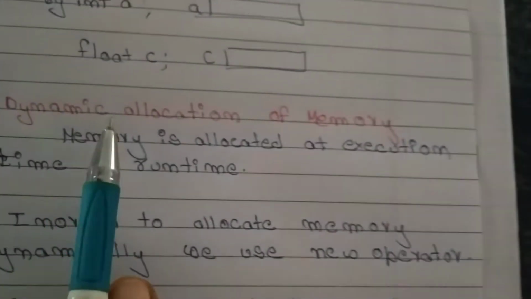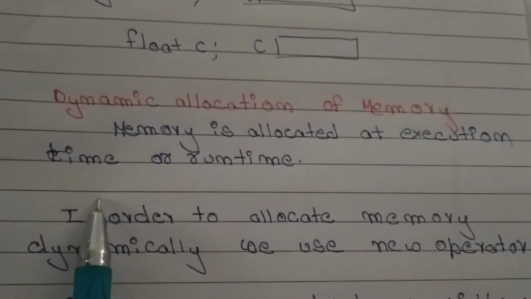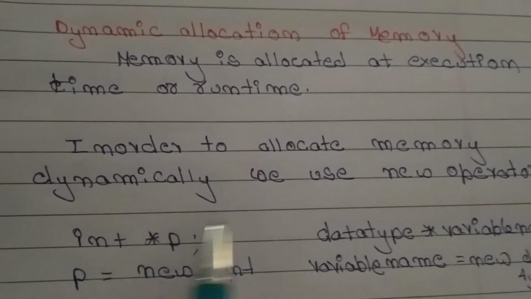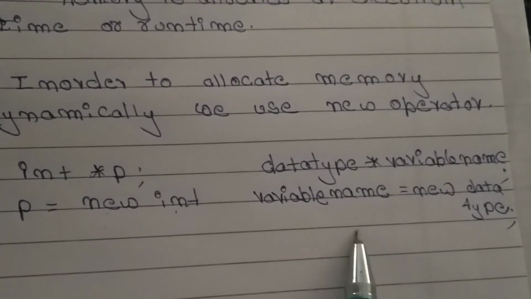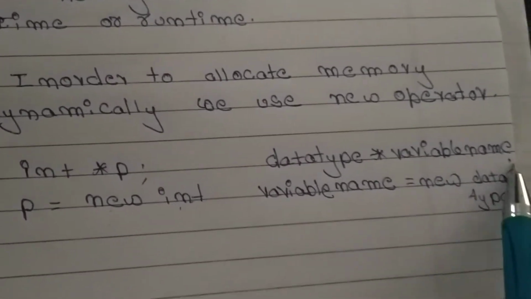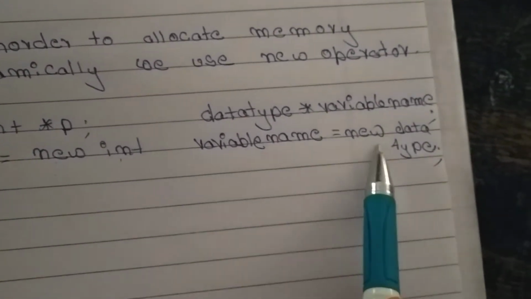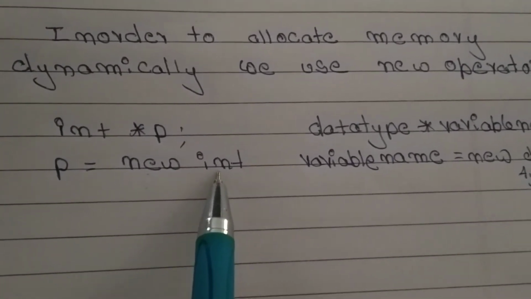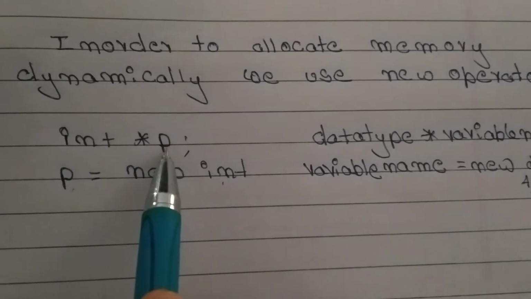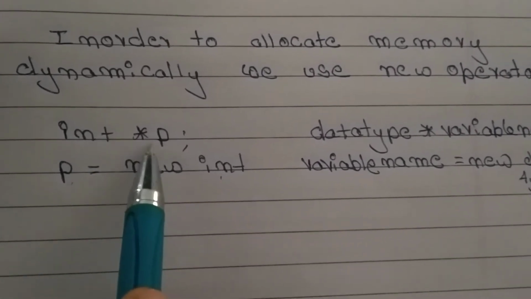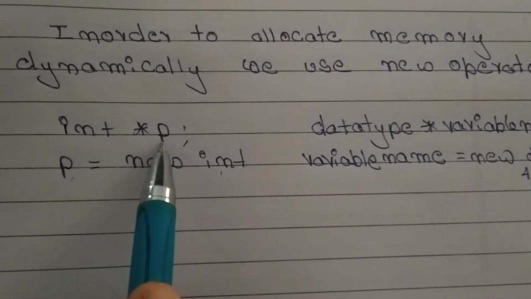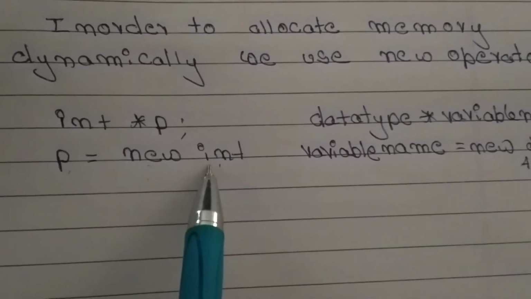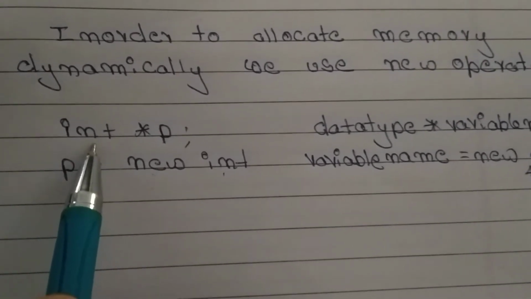Once again I am telling, dynamic memory allocation means memory is allocated at the execution time or runtime. In order to allocate the memory, we will use an operator called new operator. This is the syntax: data type asterisk variable name semicolon. Variable name is equal to new data type semicolon. So new means we need memory. How much amount of memory? That address will be stored in p. Asterisk means p can store only memory address. Whatever the data type is, the same should be the data type of the pointer variable.